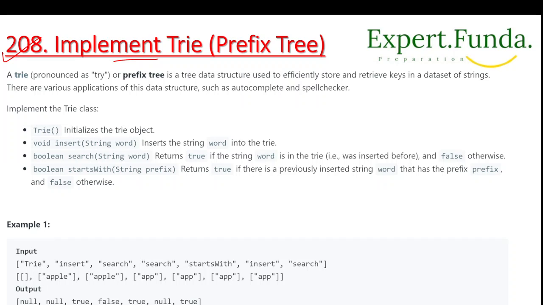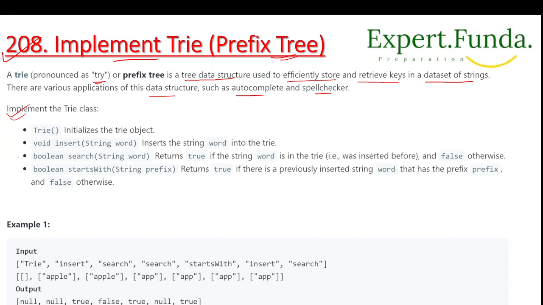We will do the prefix tree. Okay, so Trie is pronounced as "try". The prefix tree is a data structure used to efficiently store and retrieve keys in a data set of strings. There are various applications of this data structure, such as autocomplete and spell checker, that we will see in some seconds.